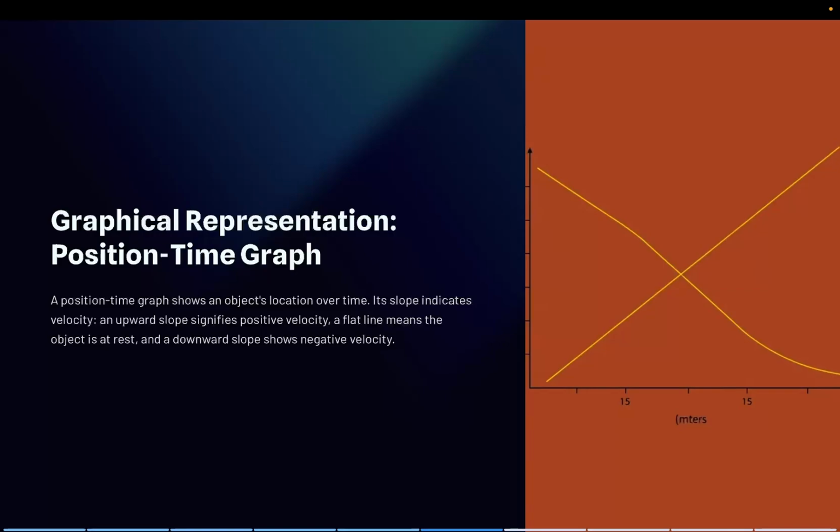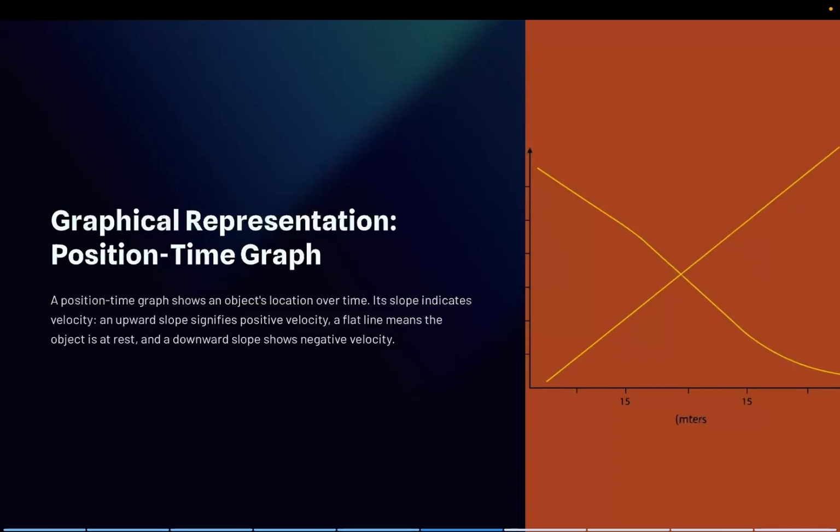So a position time graph shows an object's location over time. Its slope indicates velocity. So let's focus here. An upward slope signifies positive velocity. That means if the graph shows you an upward slope, it is a positive velocity. That means the speed is increasing. And a flat line means the object is at rest. That means the speed is constant, or there is no acceleration. The acceleration is zero at this moment.